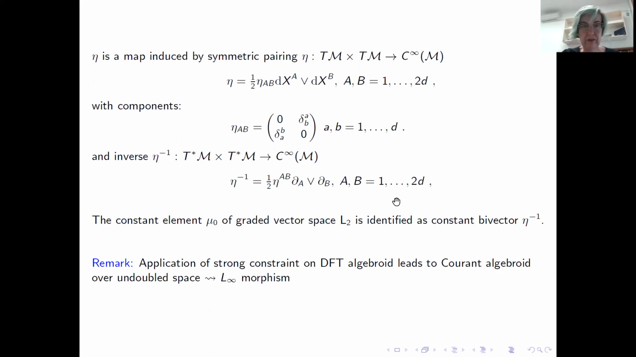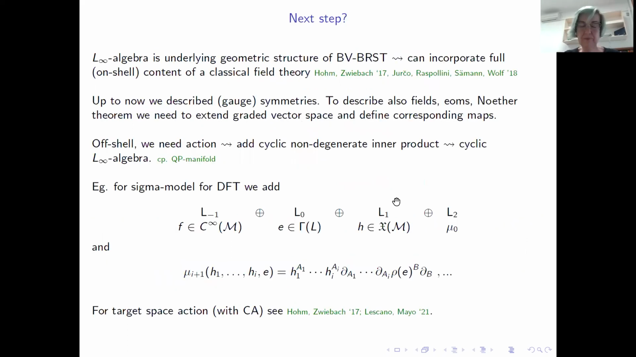Okay, L infinity morphisms we are not discussing. So I have this symmetry. I have the L infinity formulation of my DFT algebroid, and what do I want to do with it? Well, we know that an L infinity algebra, as the underlying geometric structure of BV-BRST formulation of field theory, can incorporate the full on-shell content of a classical field theory, which was nicely reviewed in these two papers.